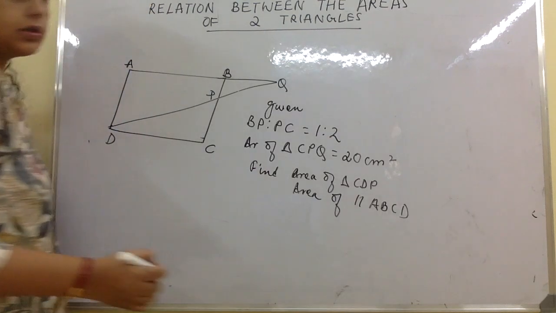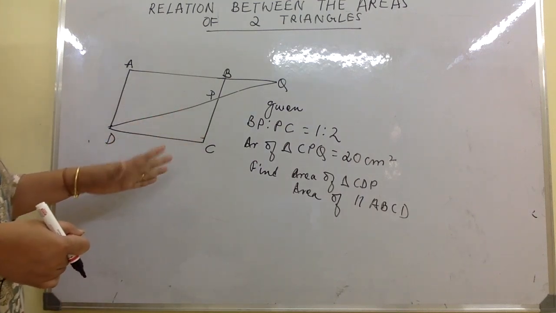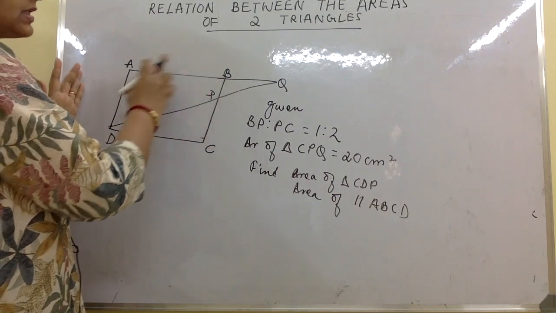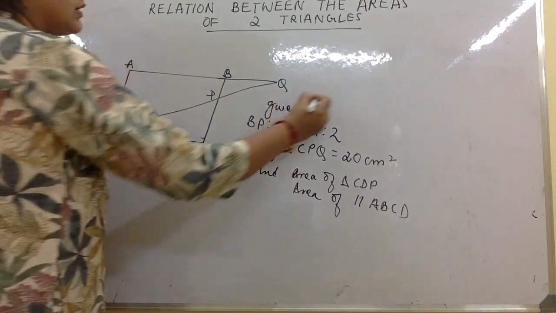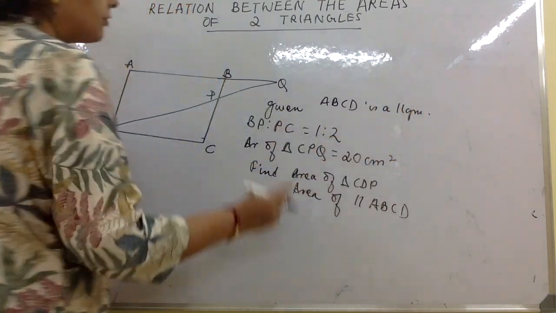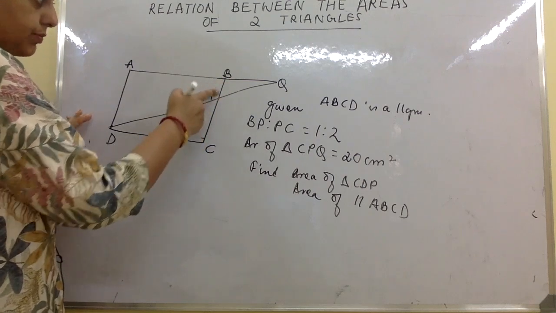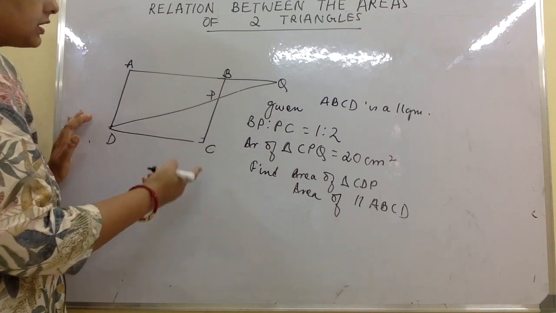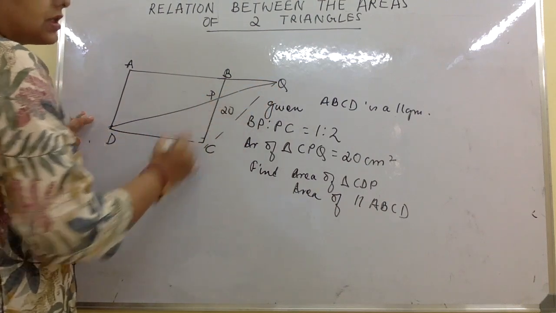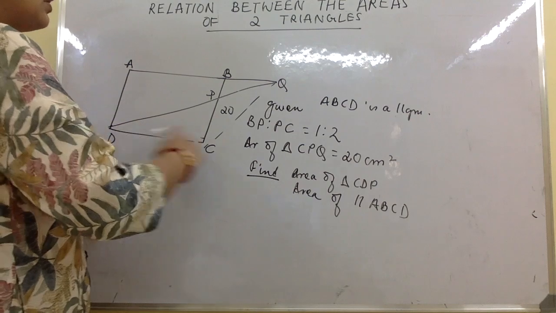Now this is our next question, which says given BP is to PC is 1 is to 2. Where is BP? ABCD is a parallelogram, they have told, and BP is to PC is 1 is to 2, this part and this part. Area of the triangle CPQ, though it is not there in the figure, still this area is 20. Find the area of triangle CDP, this, and the area of the full parallelogram.